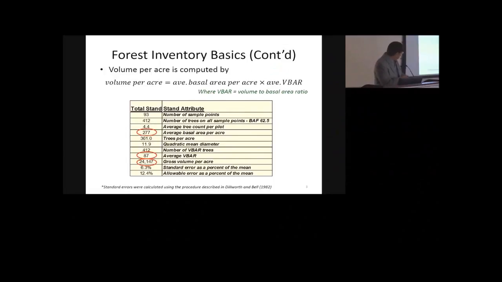Okay. Now also notice I have a couple of statistics here at the bottom, and this is where we're going to talk about the variation that we see in our forest types. I've printed the standard error here as a percent of the mean, and the quantity I'm going to talk about quite a bit is what I call the allowable error, and it's expressed as a percent of the mean.